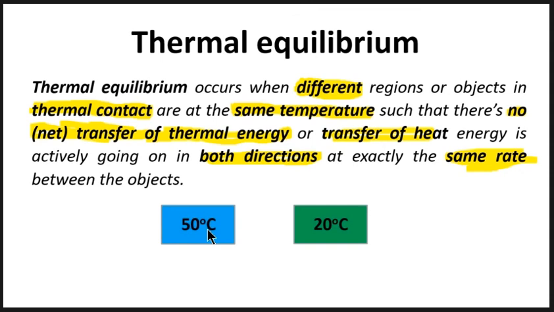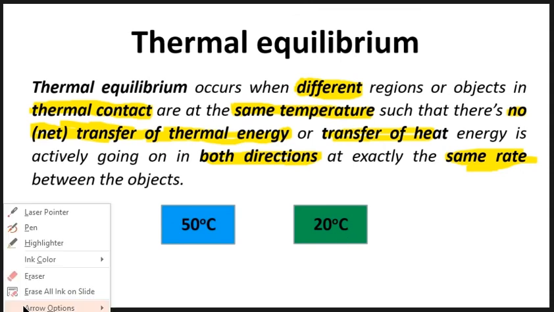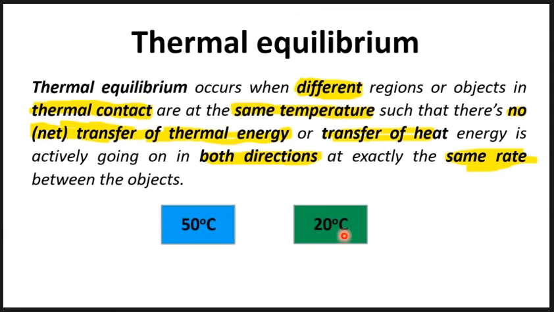That is its temperature. Then this second object is actually 20 degrees Celsius. This one is at 50 degrees Celsius, while this other was at 20 degrees Celsius. Now you can see the two objects have different temperatures, so you can't say that both of them are in thermal equilibrium at this point. They are not in thermal equilibrium.